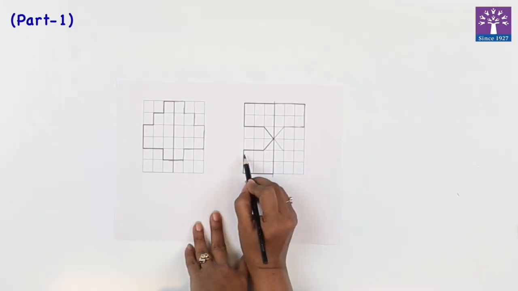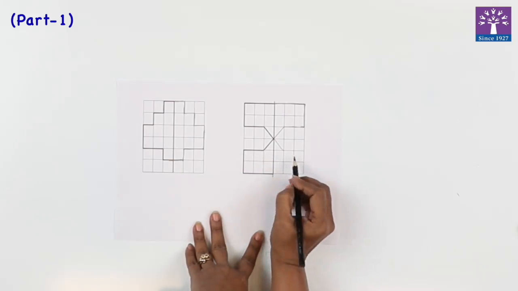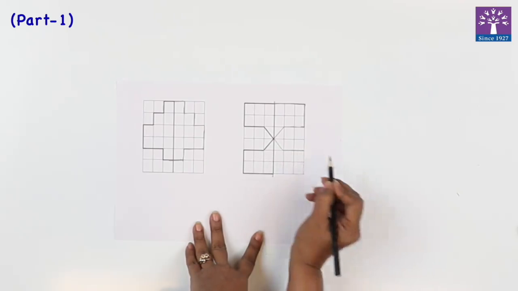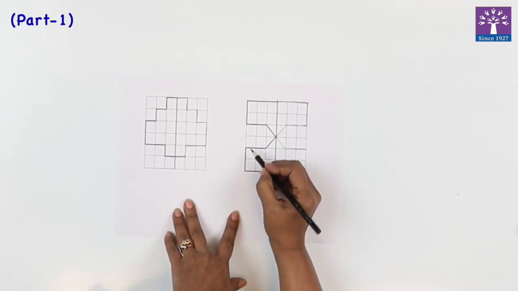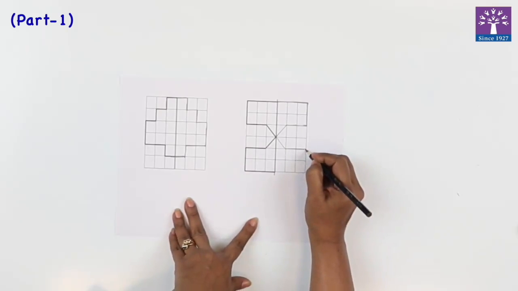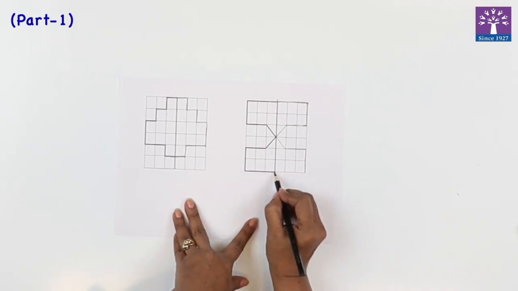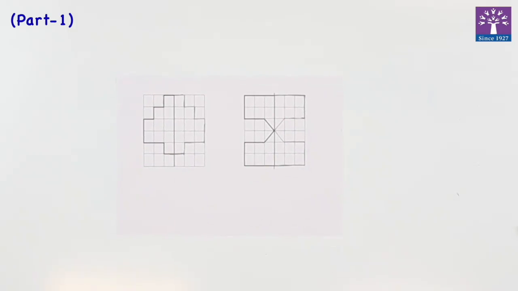Now let's count the squares on the left hand side. 1, 2 and 3. First square is empty, see. We have a horizontal line. Again same, 1, 2 going down. 1, 2, 3. 1, 2, 3. And we join here. Our second shape is also ready. Doesn't it look very simple now?